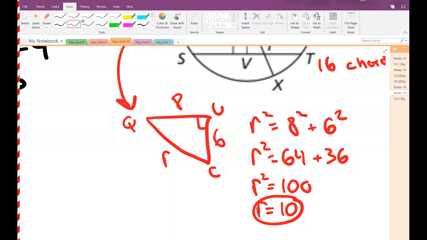So right triangles, they keep coming back. We're not going to get rid of them.